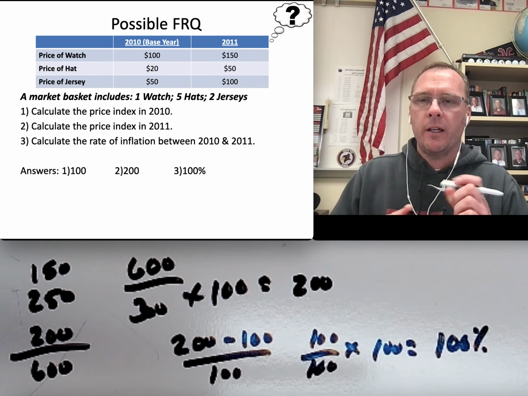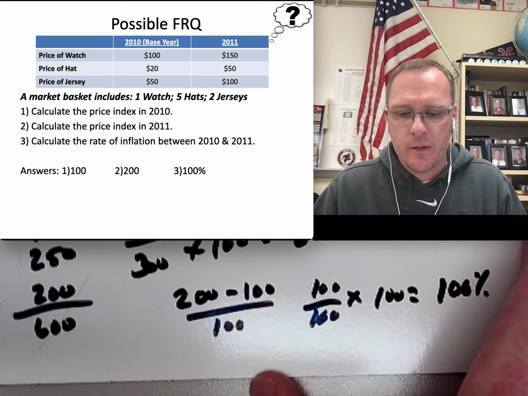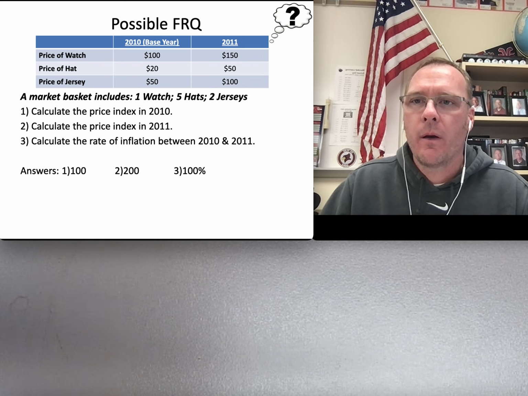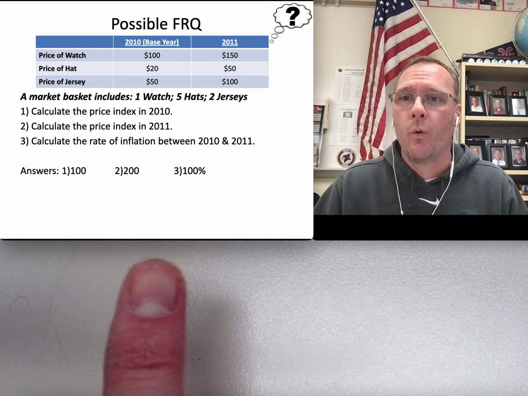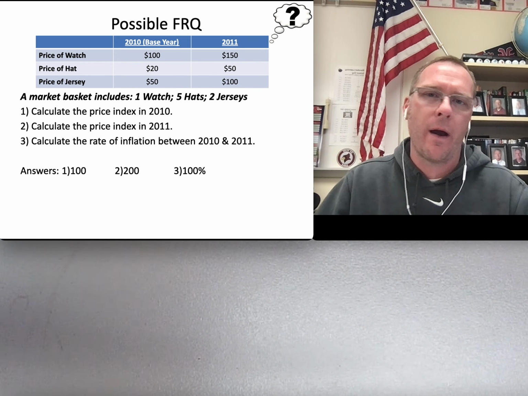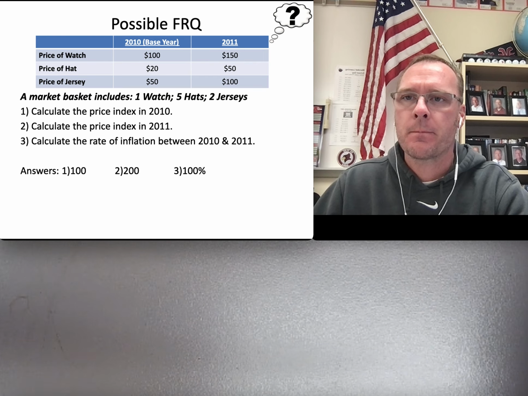So as you're looking at these possible free response questions, probably the trickiest part here is going to be something like, I have to do a little math and I have to see that there's 1 watch, 5 hats, and 2 jerseys. That's what I have to do. And then I just have to know which numbers go where, and you can get those answers. It's not too bad, okay?